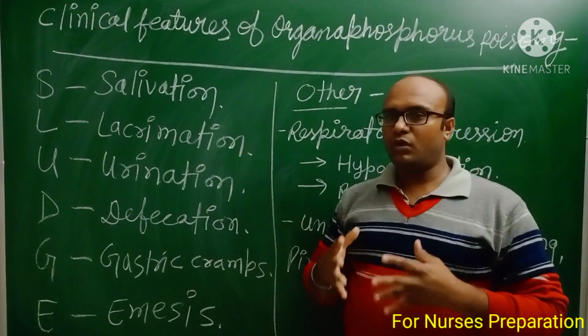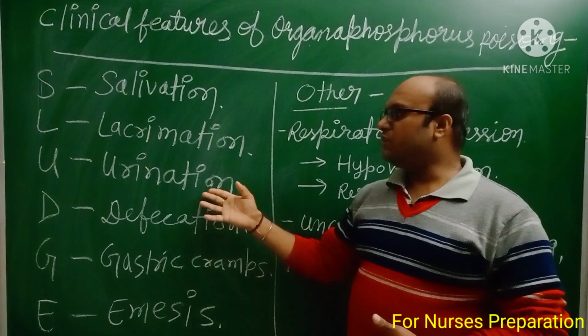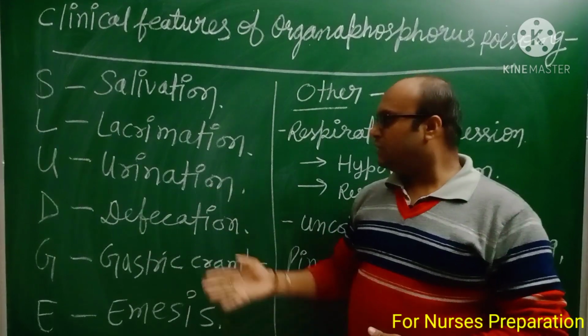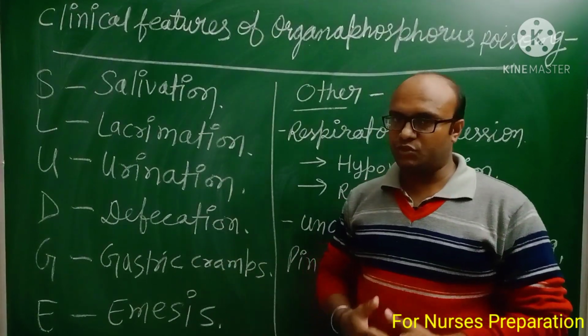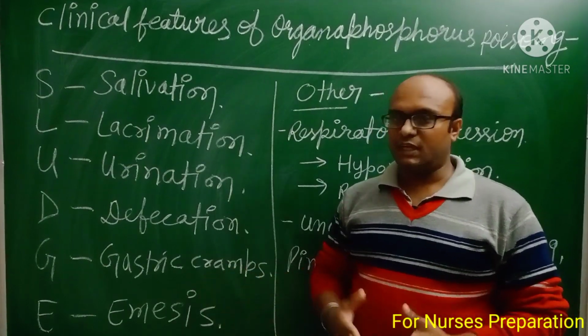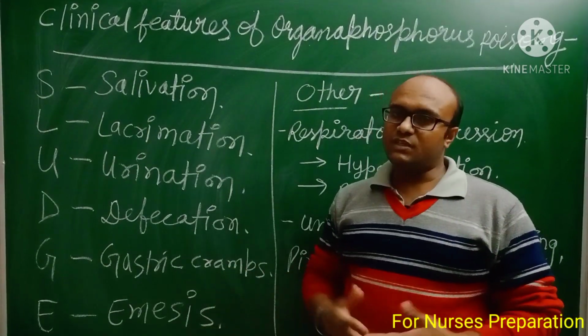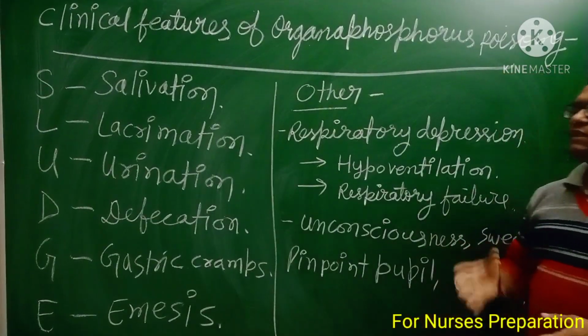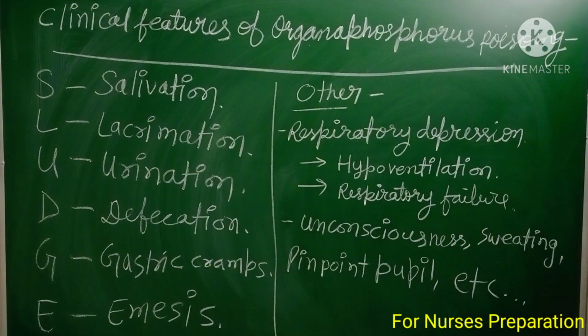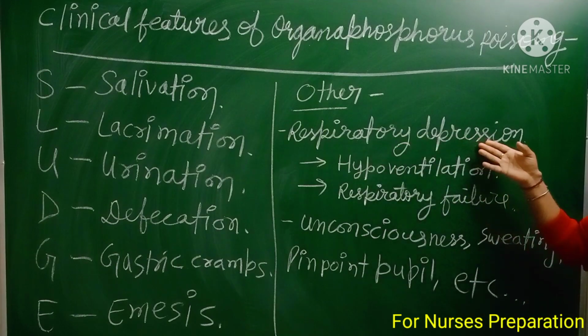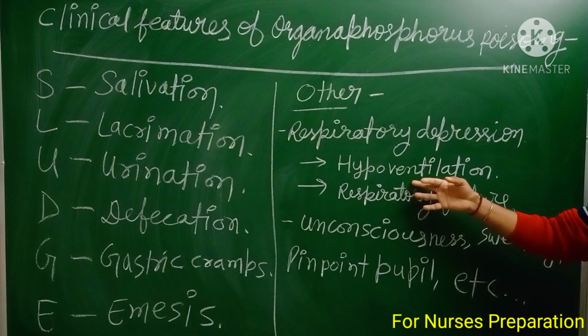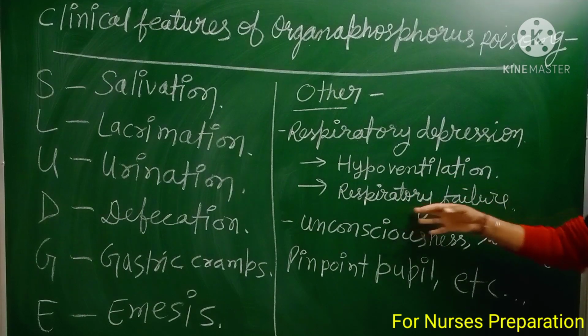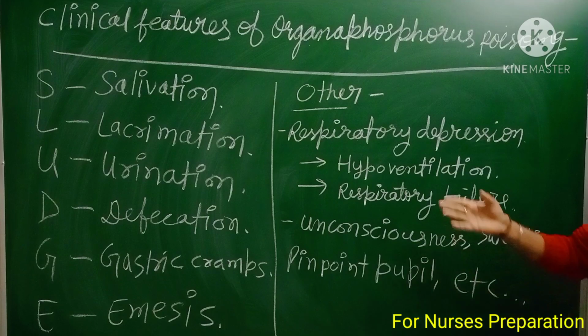Lacrimation means falling of tears. Urination means passing of urine. Defecation means passage of stool. Gastric cramps in abdomen. Emesis means vomiting. To remember this, remember the word SLUDGE, sludge. Other symptoms of organophosphorus poisoning include respiratory depression. In respiratory depression, 2 points are important. First, hypoventilation, and second one is respiratory failure.